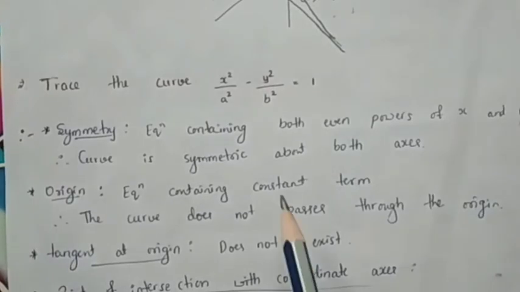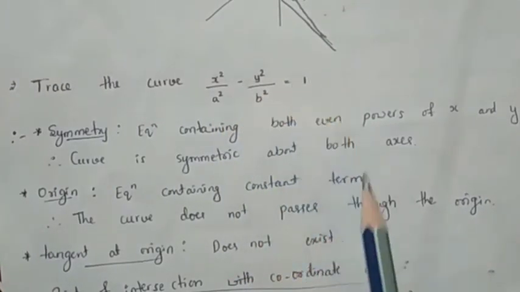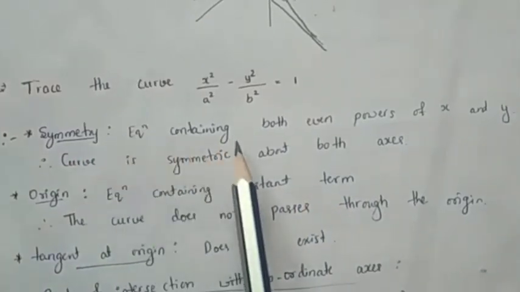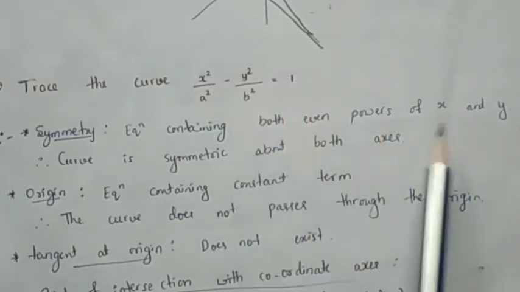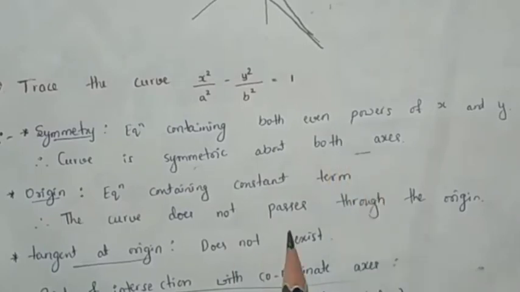Trace the curve x square by a square minus y square by b square which is equal to 1. The first point is the symmetry. The equation contains both even powers of x and even powers of y. Therefore, the curve is symmetric about both the axes.